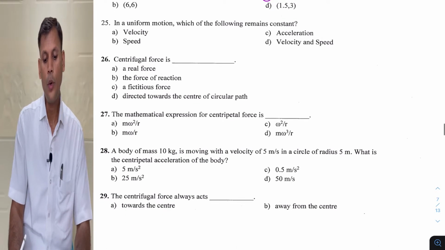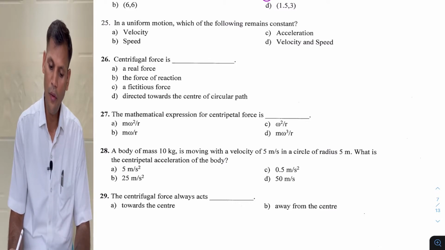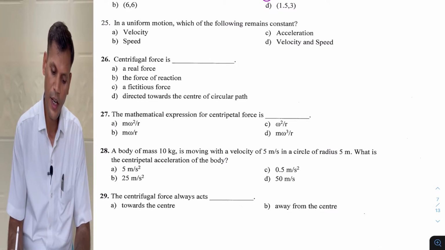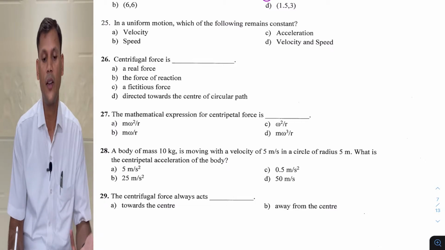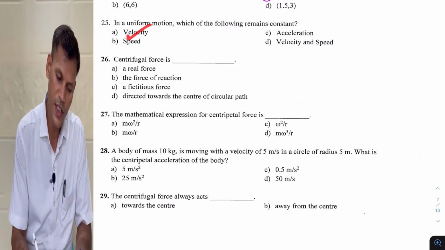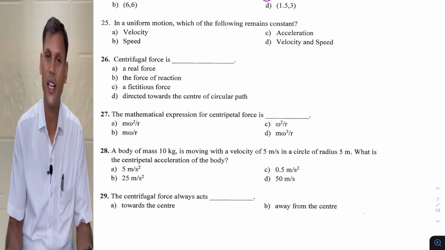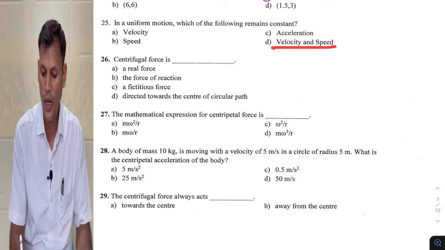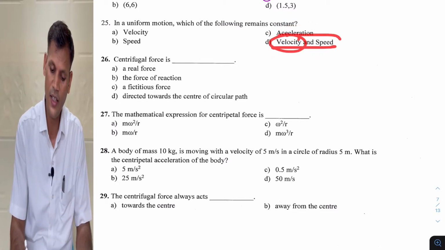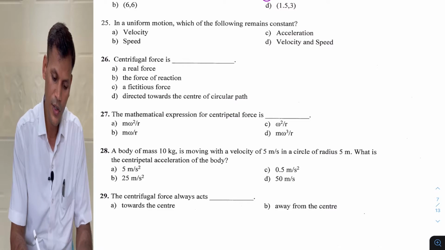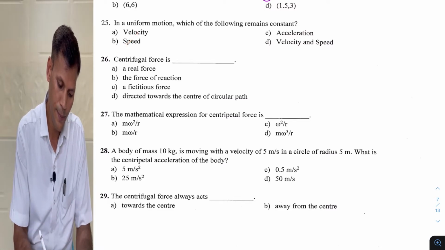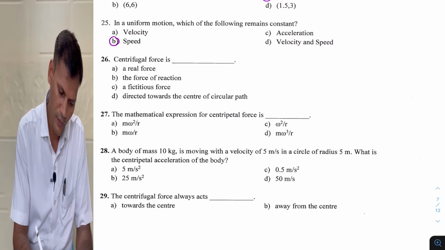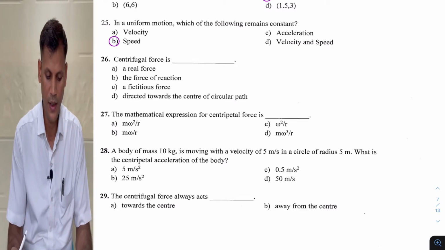In uniform motion, which of the following remains constant? Velocity is a vector quantity, so of course direction is going to change every time, so velocity is not constant. Acceleration is not constant, velocity is not constant, so those options could not be there. So it will be speed. The speed will be constant.